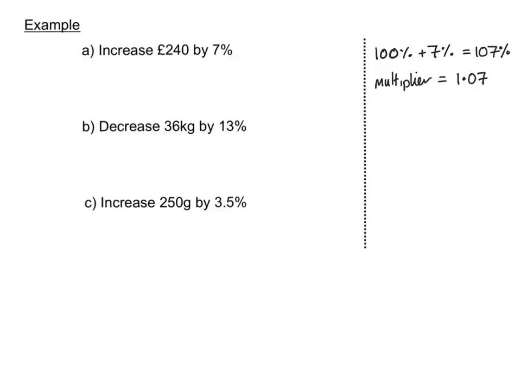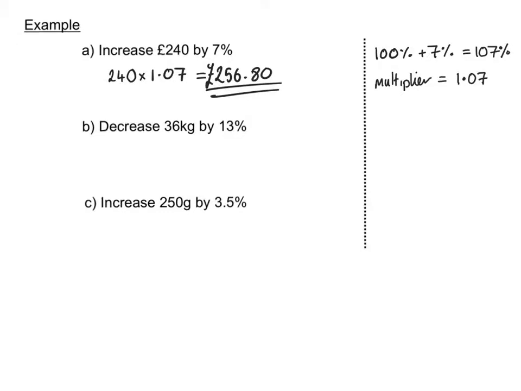So back over to the question here. If I want to increase £240 by 7%, all I need to do is take my 240 and multiply it by 1.07, which is the multiplier to find 107%. Typing that into my calculator, I get £256.80. Just put the pound sign at the front there. And we'll continue in the same vein with part B.